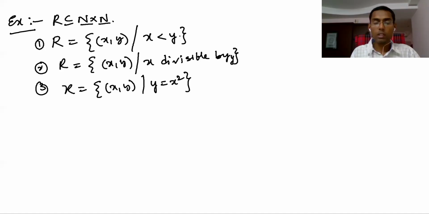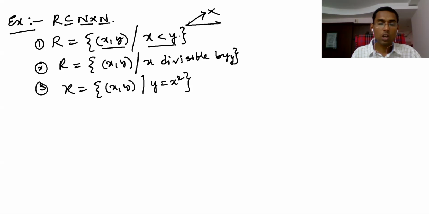Right. So now you see this one. Here, the set of all ordered pairs satisfying less than. Less than is the condition. So if you see this one, whether it is reflexive or not: here (x, x) won't be there. 1 is there, but (1, 1) won't be there. If you take 2, (2, 2) won't be there. Therefore, it's not reflexive.